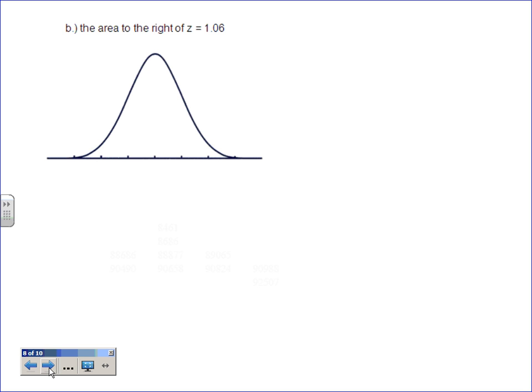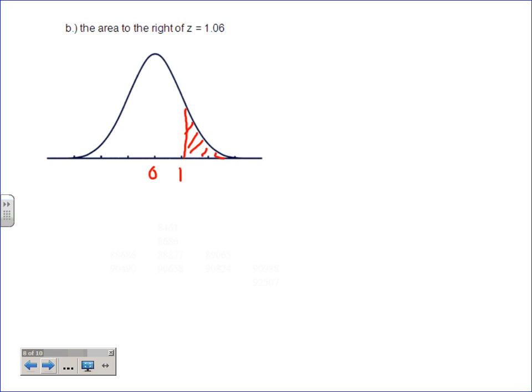How about a z-score of 1.06, asking for the area to the right? Well, let's find out where that is. Do you agree that's right here? Right? But what I really want is that. A couple ways you can do it. And I want you to be careful. Okay? Well, we'll test that theory in a second.